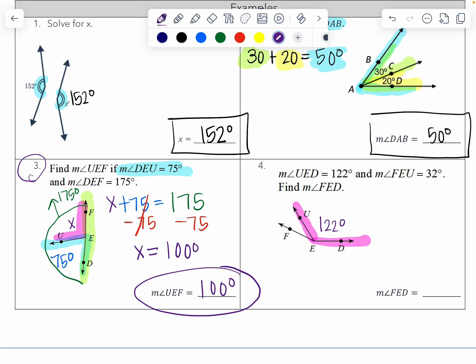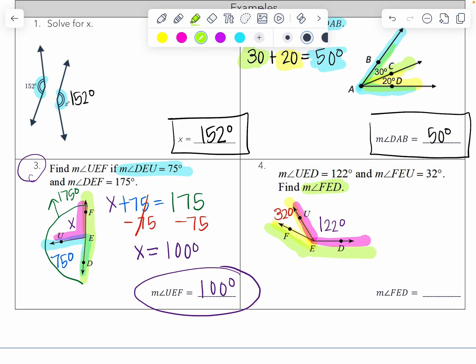The measure of angle FEU is 32 degrees. So let's do yellow on this one. F to E to U is 32 degrees. I think that yellow might be too hard to see. We'll go with red, 32 degrees. And we want to know what is the measure of angle FED. So let's highlight that in green. So FED, this whole big thing.